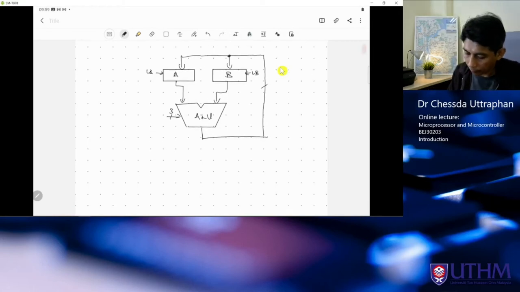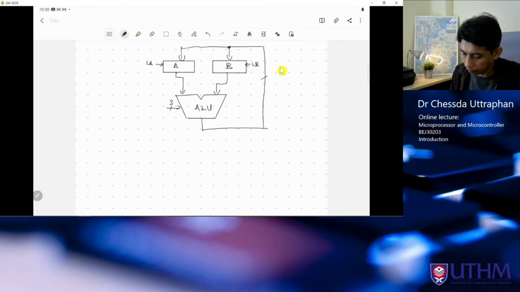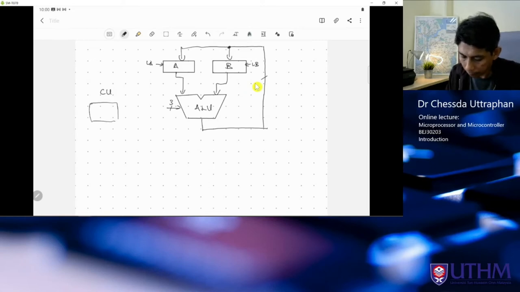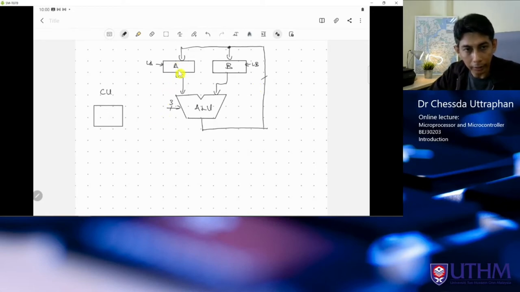So for example, if you want 8 operations, add, sub, and so on, we need a controller to sequence the operations. So you need the CU. This is the data path, and this is the CU. The CU will generate the control signals to add, for example, A and B and store at B. For example, we want to do this operation.